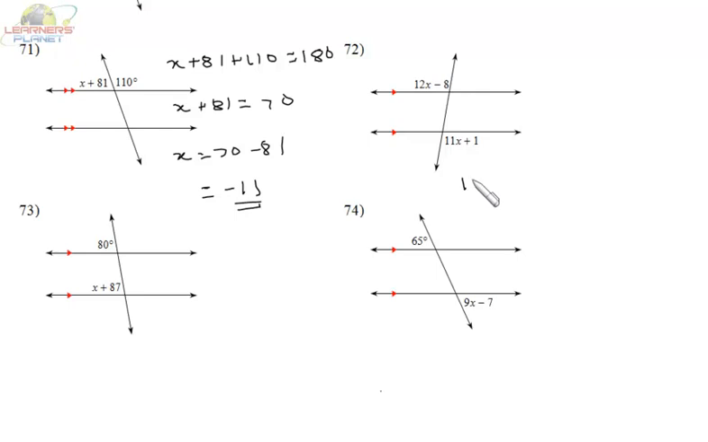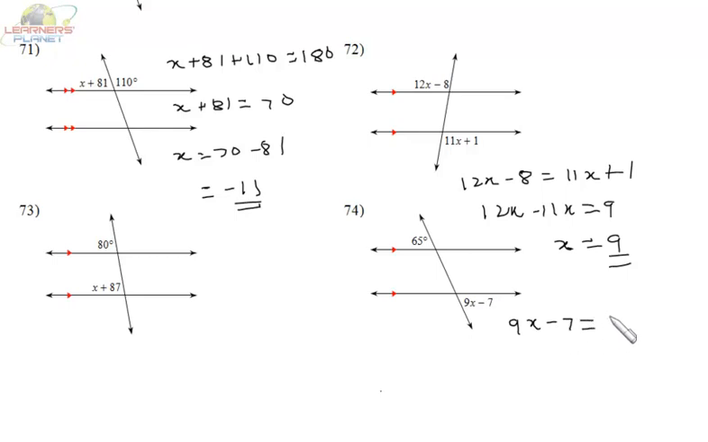Here in this case, this and this, both of them are alternate exterior angles and they will be equal. So 12x minus 8 is 11x plus 1. So 12x minus 11x is 9. So x will be 9. Clear? In this case also, 9x minus 7 and 65, both of them are alternate exterior angles. So they will be the same. So 9x is 72, x is 8.